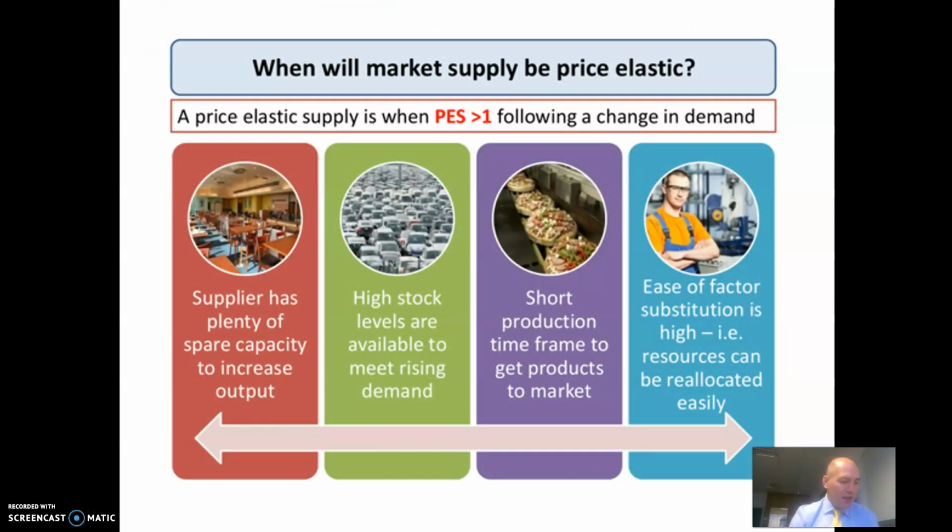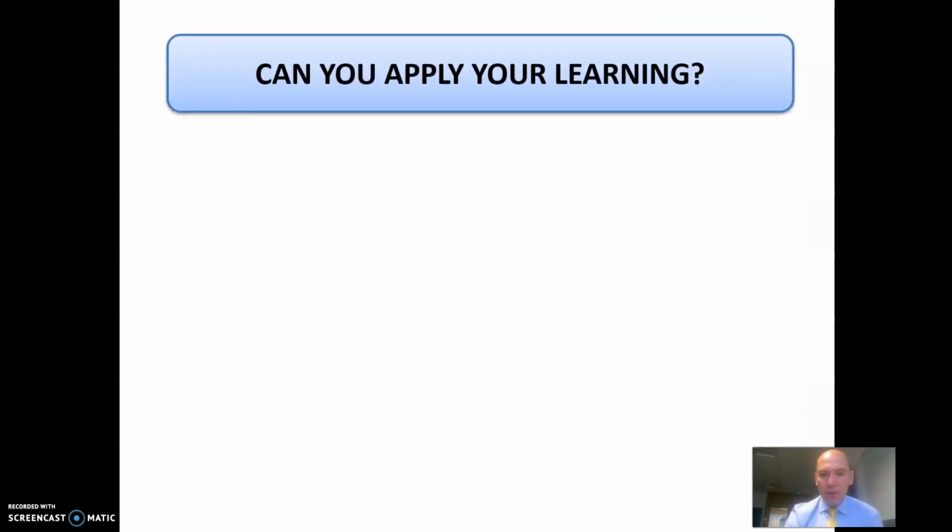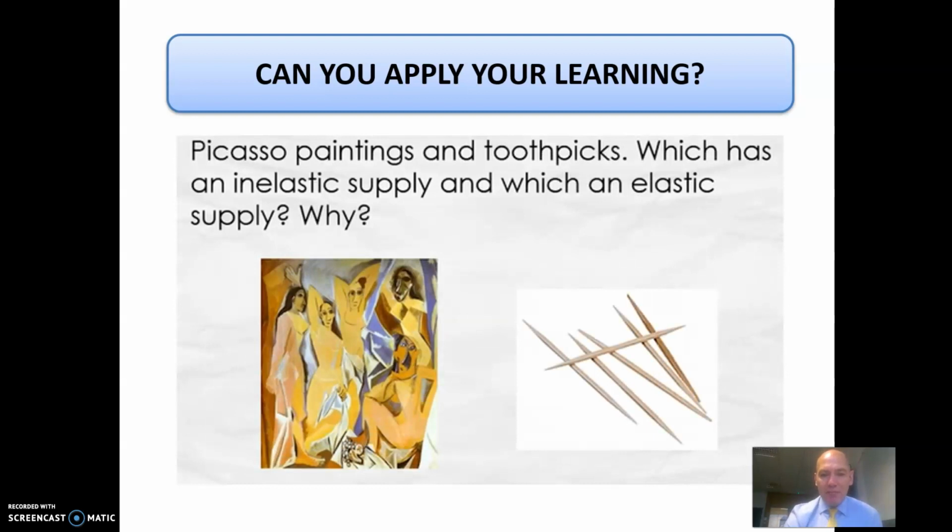Okay, this is a nice summary diagram, top of page 70. If you learn this, that will hold you in good stead. So supply tends to be more elastic, greater than 1, when the following happens: the supplier has plenty of spare capacity to increase output, high stock levels are available, the production time frame to get products to market is short, and they can easily switch resources from production of one good to another, a production line from one good to another. There are a few examples now that I'm going to press pause on and you can have a go at.